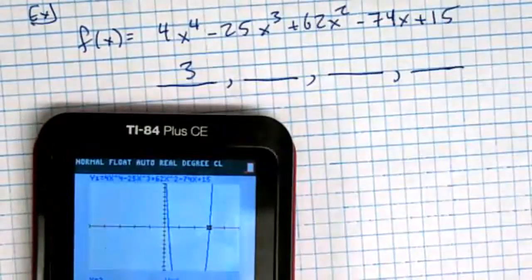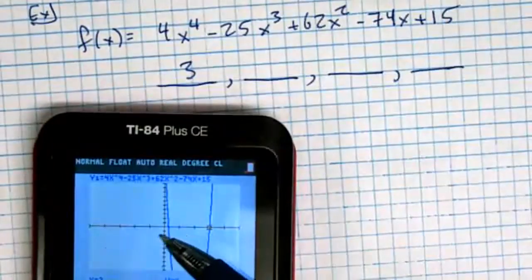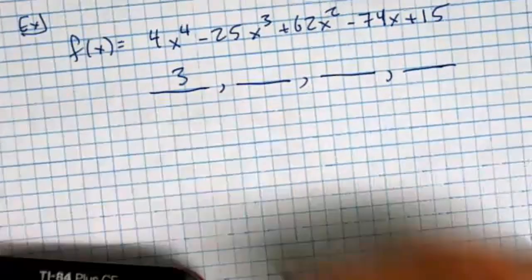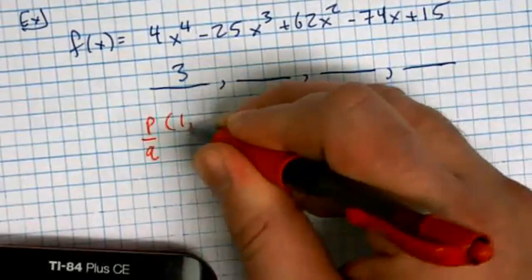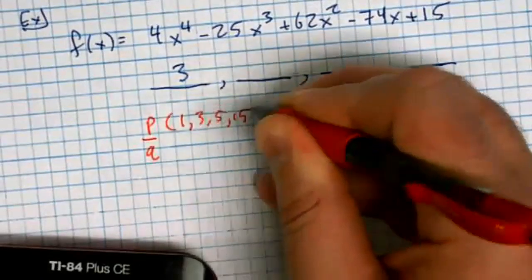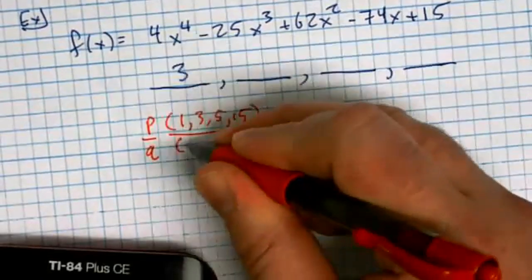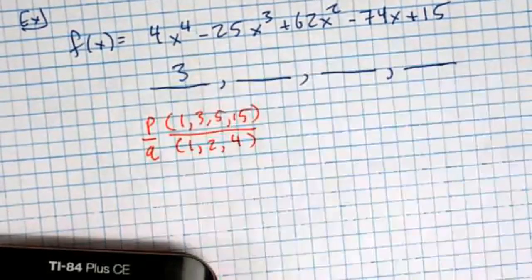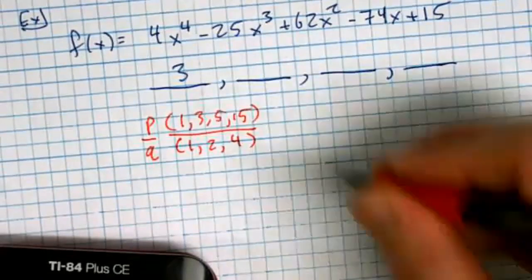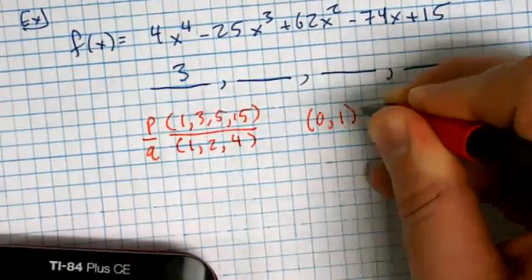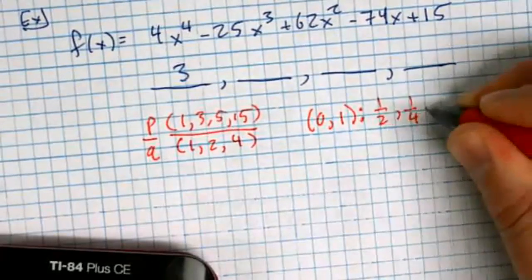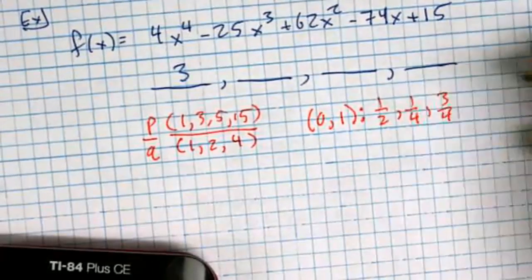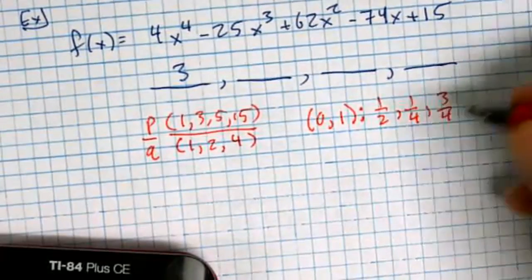Looks like we got another real 0 here, somewhere between 0 and 1. So let's think through our P over Q list. Our P list would be factors of 15: 1, 3, 5, and 15. Our Q list would be factors of 4: 1, 2, and 4. What are the possibilities if we really only care about things between 0 and 1? 1/2, 1/4, 3/4 could potentially work. It doesn't look like it is 3/4. If I had to guess, I'd guess it's 1/4 based on where it is.